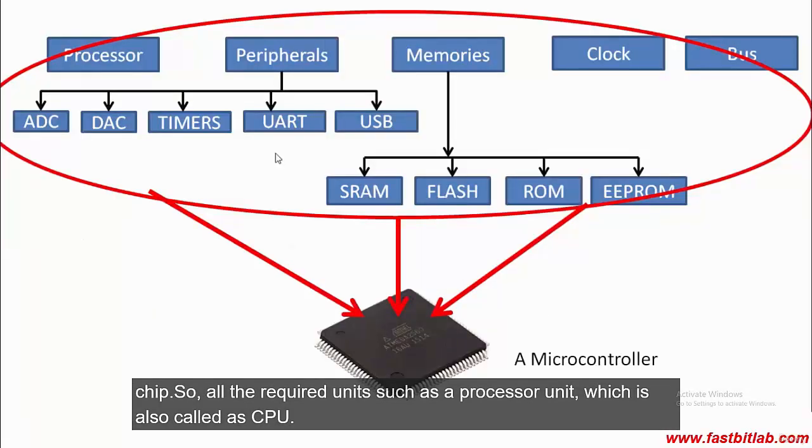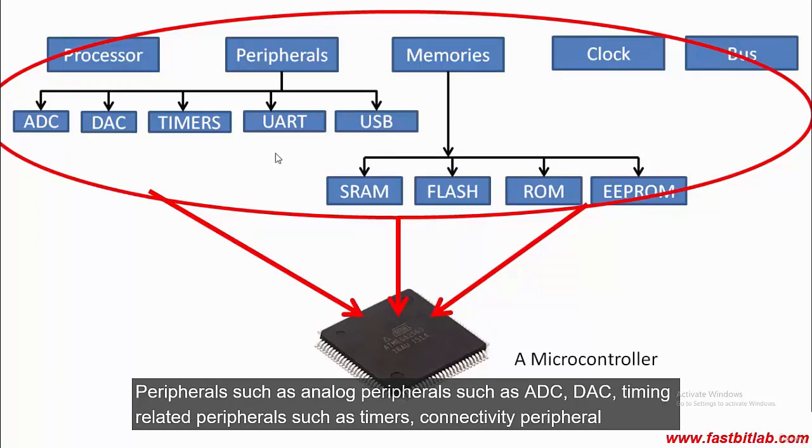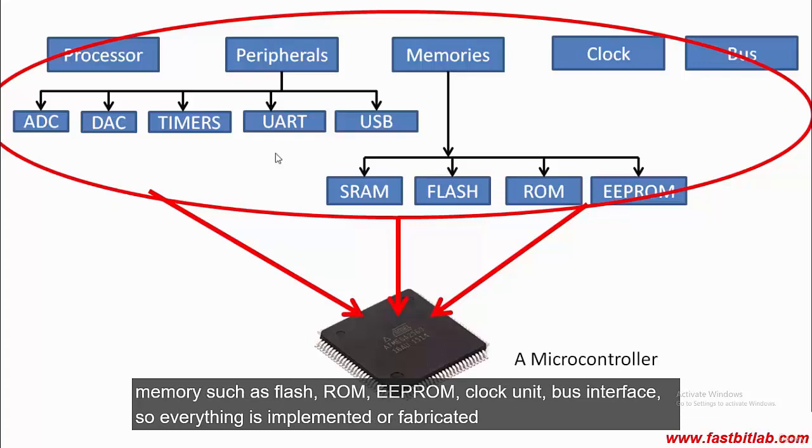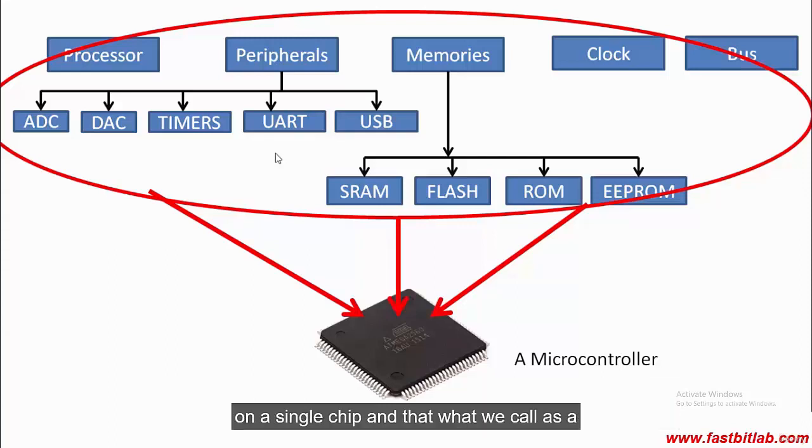So all the required units, such as a processor unit, which is also called the CPU, analog peripherals such as ADC and DAC, timing related peripherals such as timers, connectivity peripherals such as UART and USB, and different types of memory, such as volatile memory like SRAM and non-volatile memories like flash, ROM, and EEPROM, a clock unit, and bus interface. So everything is implemented or fabricated on a single chip, and that's what we call a microcontroller.